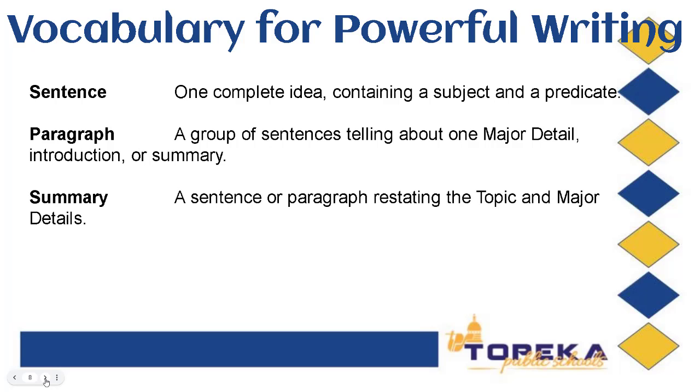And a summary. Think about when you're reading. A summary gives an overview of everything that you've talked about in that story. So a summary includes the major events, and a paragraph for writing summary does the same thing. It's a sentence or a paragraph where we're stating the topic and the major details. So we're reminding the reader what we've spent time writing about. It wraps it up for the reader.